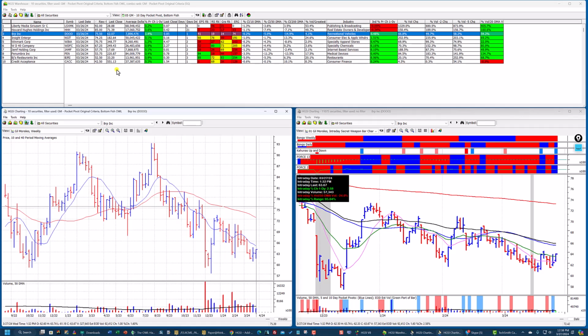You can see there are pocket pivots here on a bottom fish on these. So a lot of times you can catch these stocks when they're just starting to move, but you need to be careful too, because the trend is down and they may or may not reverse.